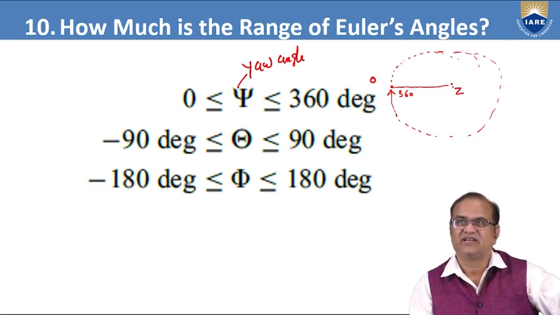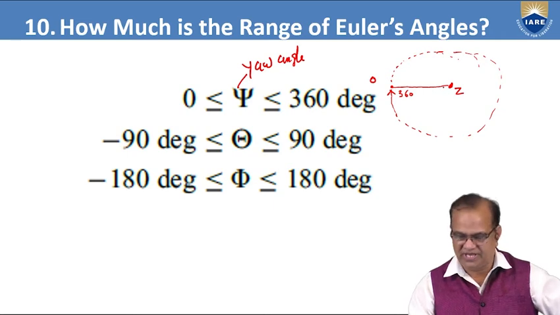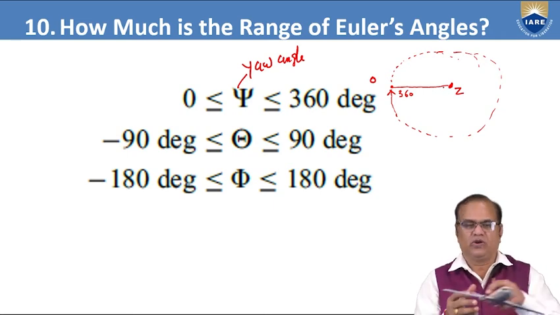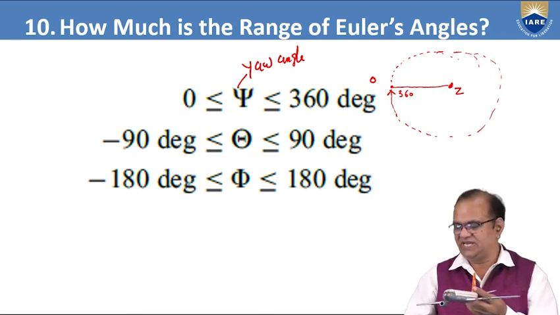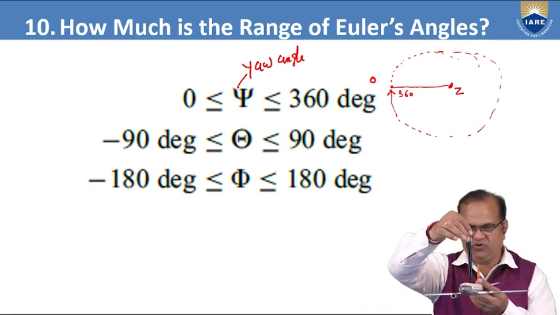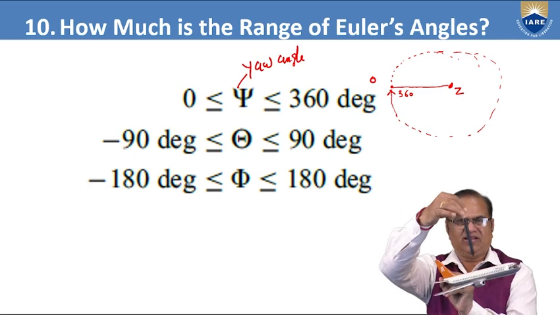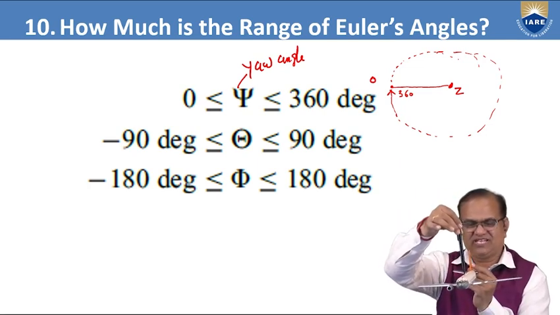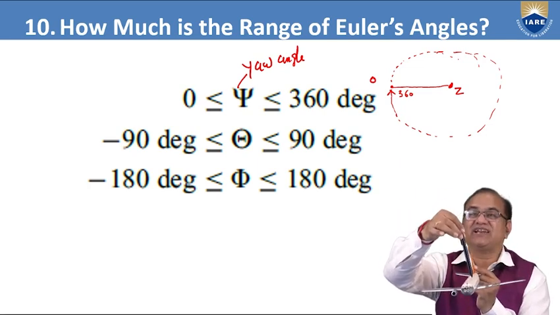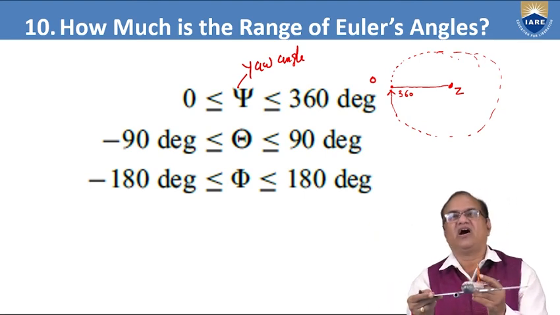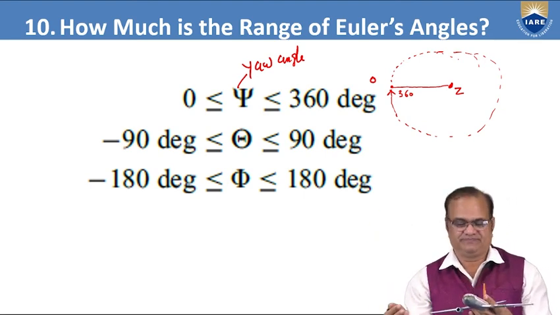This is the z. So about the z axis your aircraft can move from here. I just want to show the meaning of this. This is the z axis. It is moving like this. Your aircraft can move all the way in a circle with respect to the z axis. So this is the range of your yaw angle, or Euler's yaw angle psi.